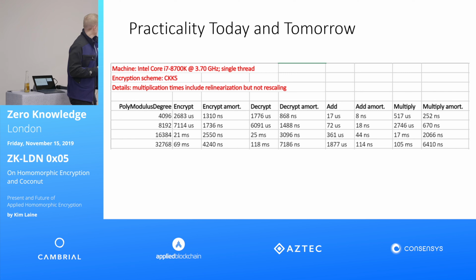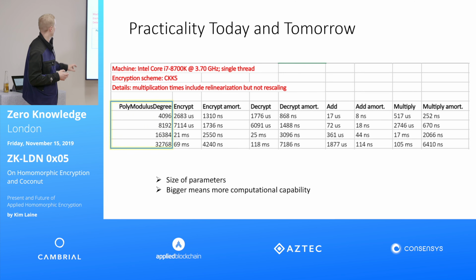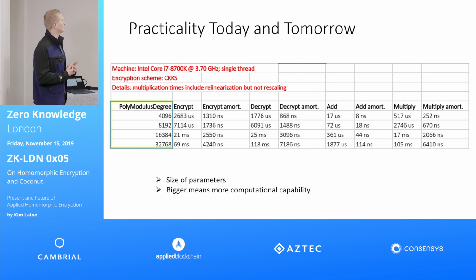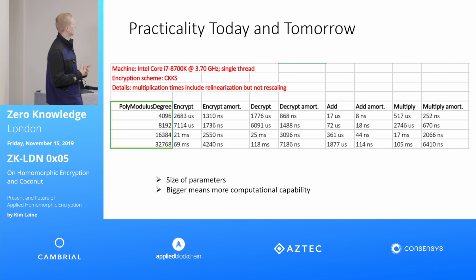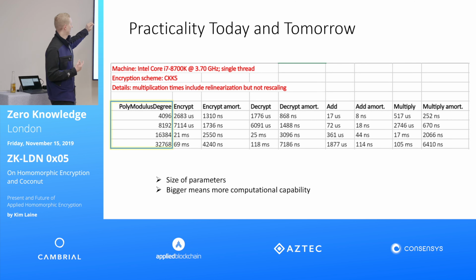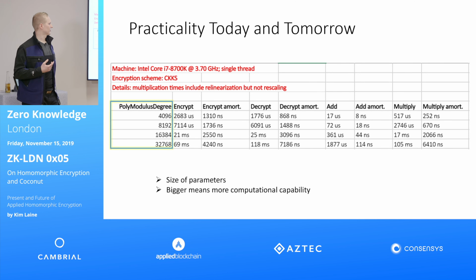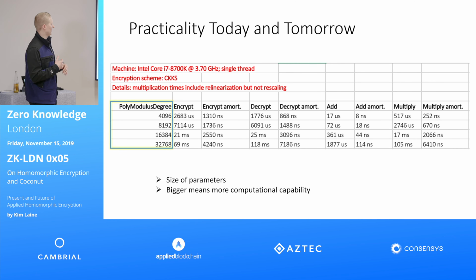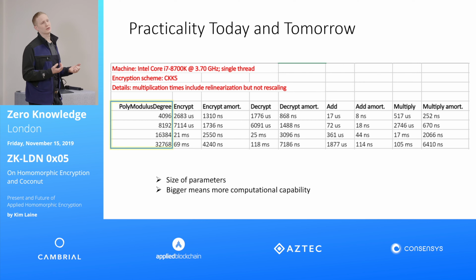Then here in the first column, we have this thing called polymodulus degree, which is one of the encryption parameters. This is basically the lattice dimension. I chose 4 values here, ranging from 4096 to 32768. And a bigger lattice dimension means more computational capability.